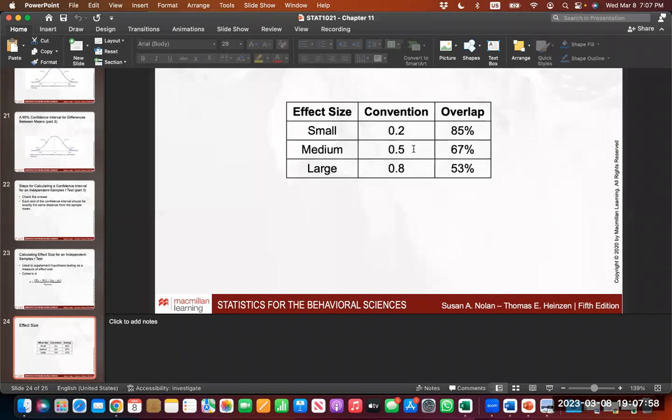Make sure that you study and understand the actual intervals. Small to medium is 0.2 to 0.5, medium is 0.5 to 0.8, large is greater than 0.8. Also understand the corresponding overlap and what that actually means. Keep in mind, the less the overlap, the more likely the effect is strong. So the stronger the effect, the smaller the overlap. There's an inverse association between those two.